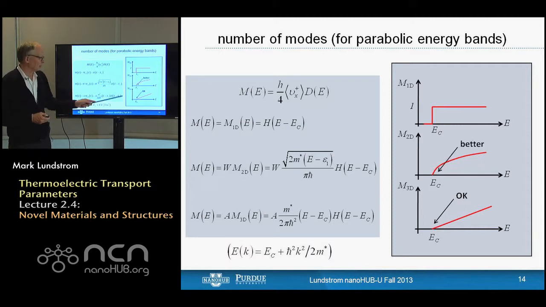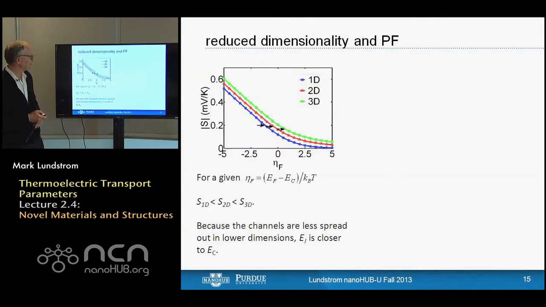2D is a little bit better because the number of channels increases more rapidly near the bottom of the conduction band, so that Fermi window will encompass more channels and give us better performance. And nanowires are even better because we abruptly step up to the number of channels and we get the best possible structure that we could hope for.